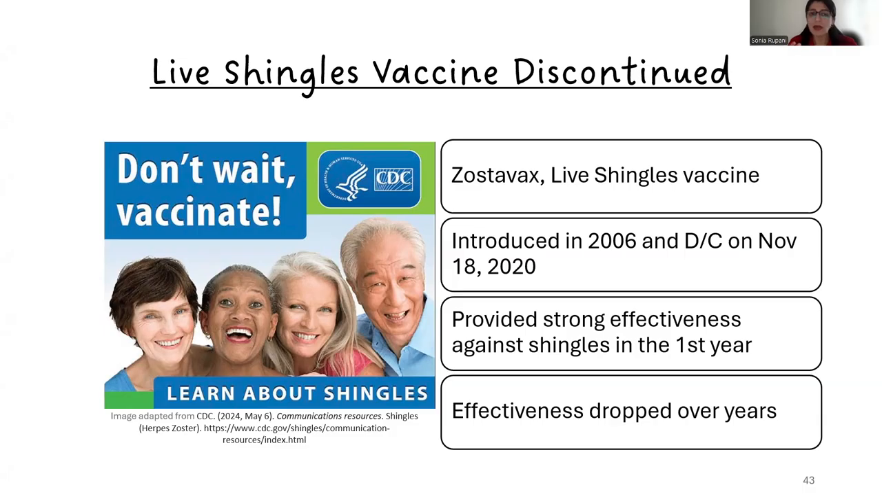Right? So the live shingles vaccine, the Zostavax, was introduced in 2006, and then it was discontinued in 2020. The reason being that when they did studies, the first year, the effectiveness of this vaccine was great. However, they saw a decline in the effectiveness over years. And we know as we are growing older, the risk of herpes zoster is increasing. And if the effectiveness is declining, it doesn't work, right? So therefore, this vaccine was discontinued.